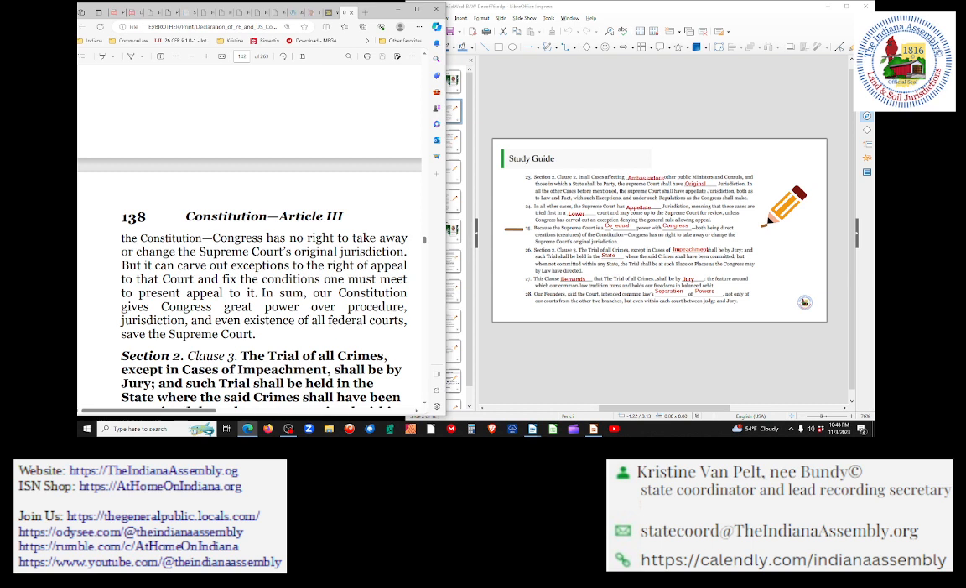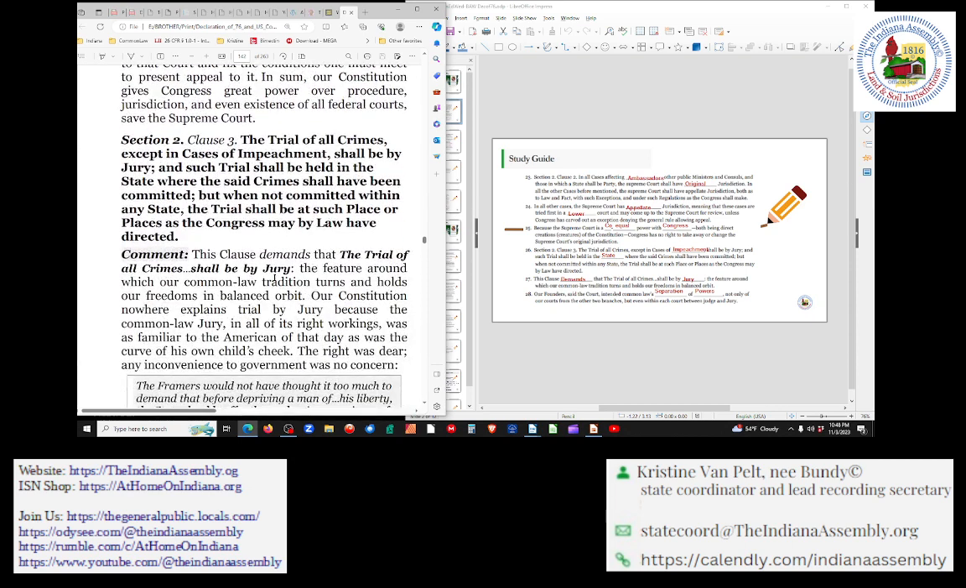Number 26, section 2, clause 3. The trial of all crimes except in cases of impeachment shall be by jury, and such trial shall be held in the state where the said crimes shall have been committed, but when not committed within any state, the trial shall be at such place or places as the Congress may by law have directed.